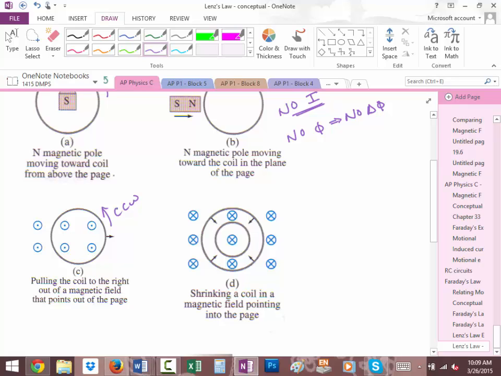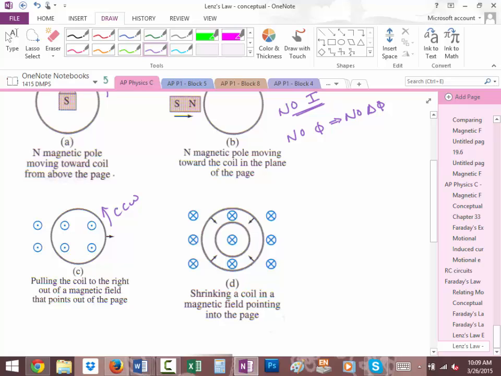Clockwise. Who can reason that one through for me? Since it's shrinking, the area is decreasing, so the flux is decreasing, and the magnetic field is going into the page. So it would be going clockwise because it wants more into the page. Yeah.